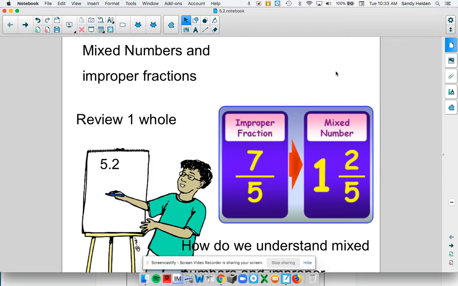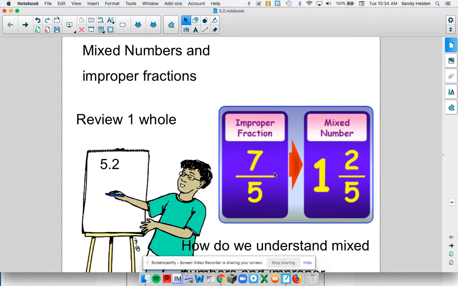This lesson is about mixed numbers and improper fractions and how to convert back and forth. So a mixed number is just what it says. It's mixed regular numbers with fractions. That's the easy one to remember. So mixed together, mixed number. Like this says 1 and 2/5. So 1 whole plus 2/5 mixed together.